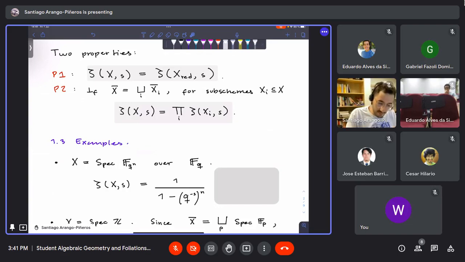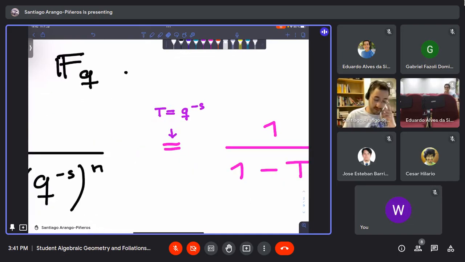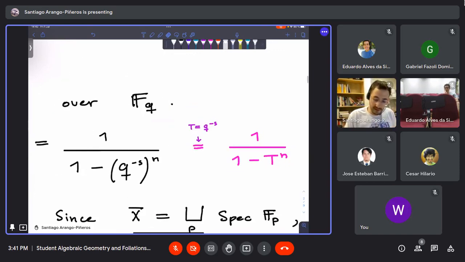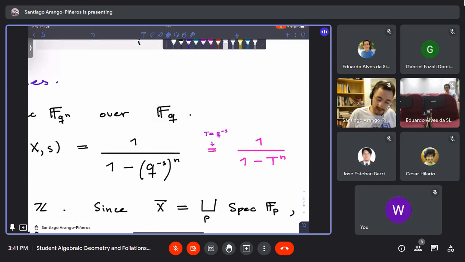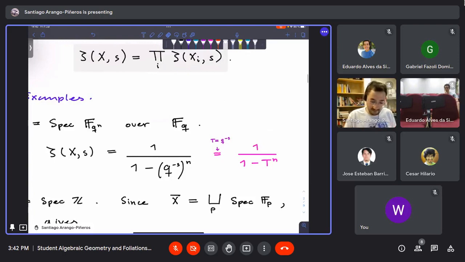Just a hint to what's going to happen next: if we take a change of variables and we write t for q to the minus s, then I can write this as 1 over 1 minus t to the n. And this is a rational function in t.